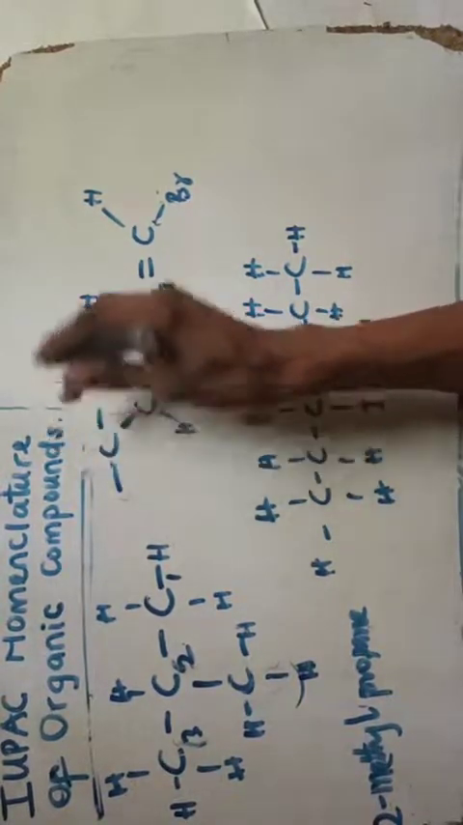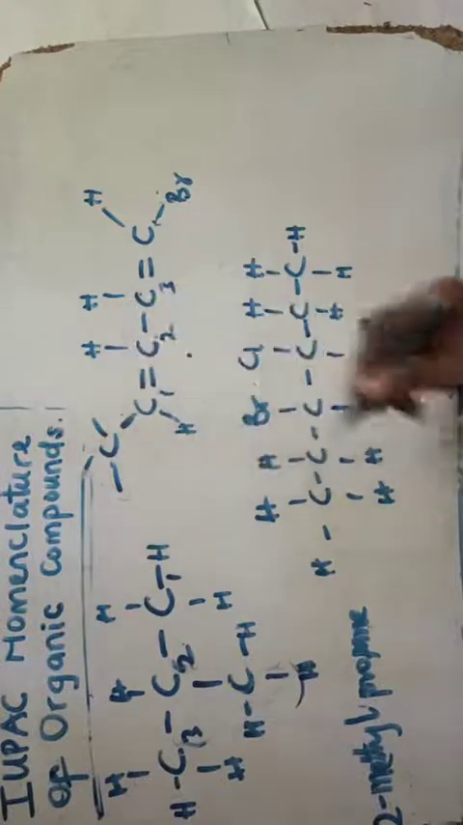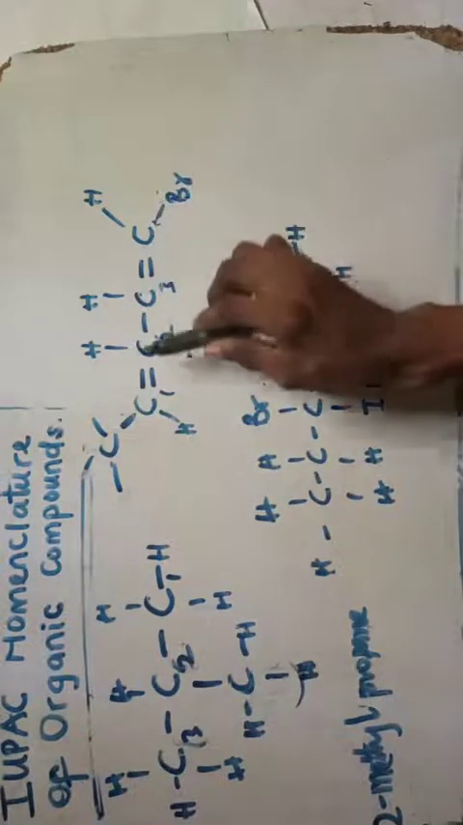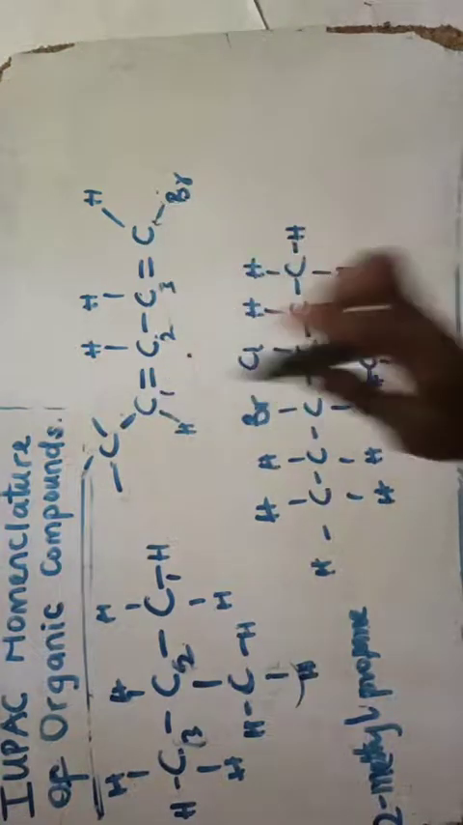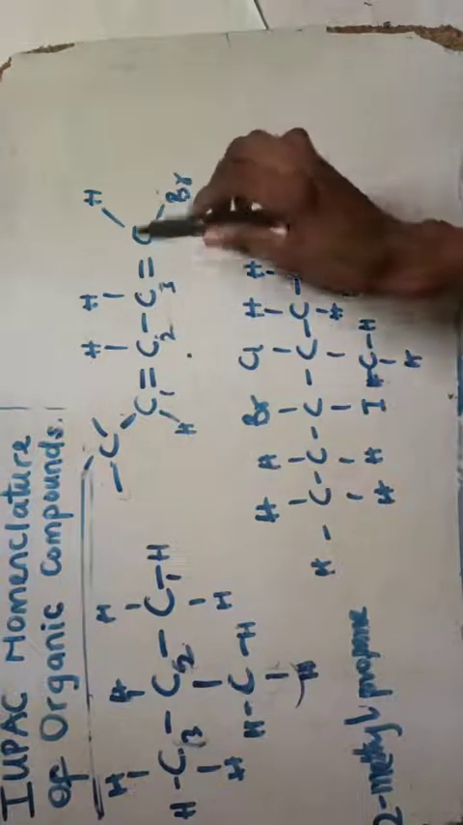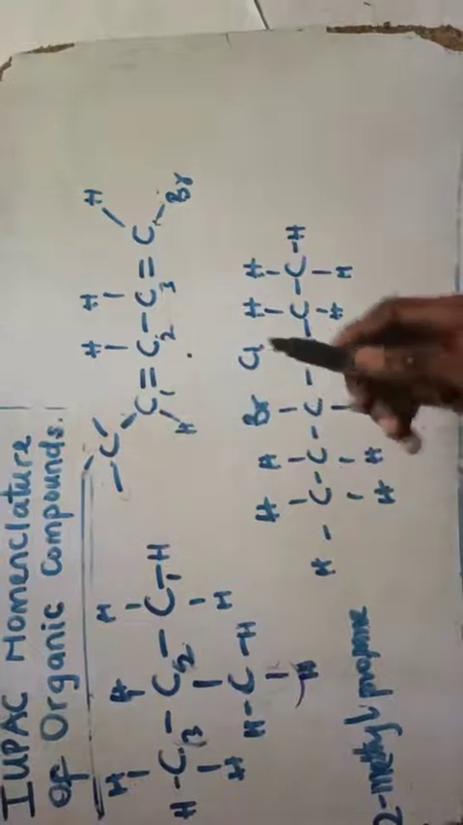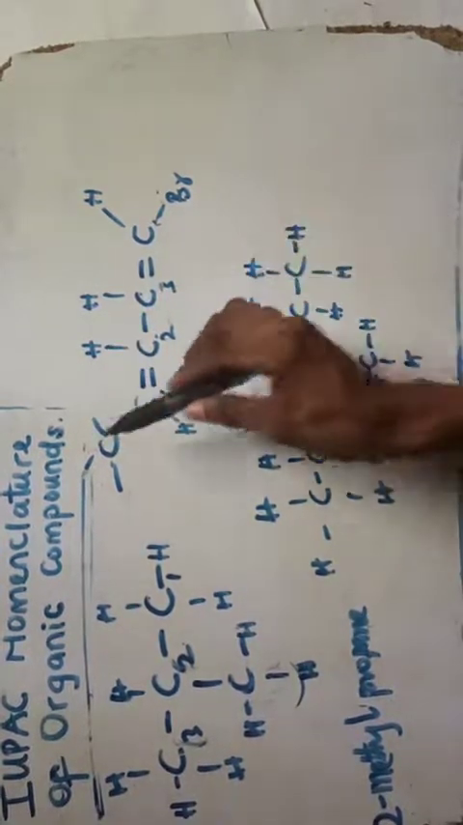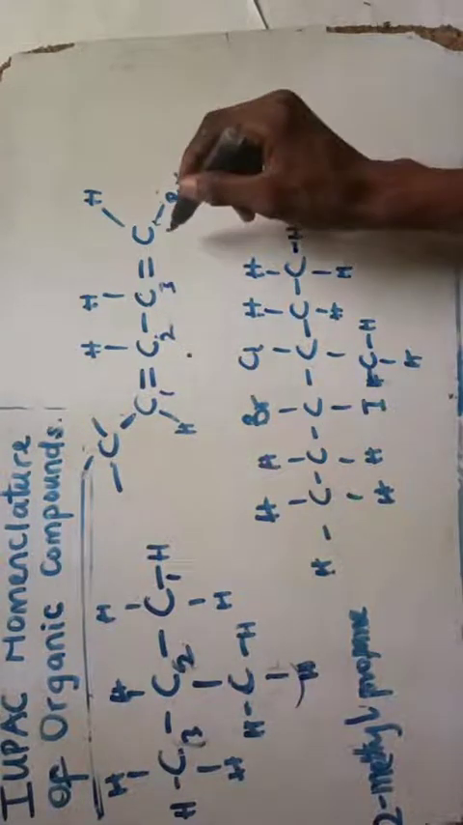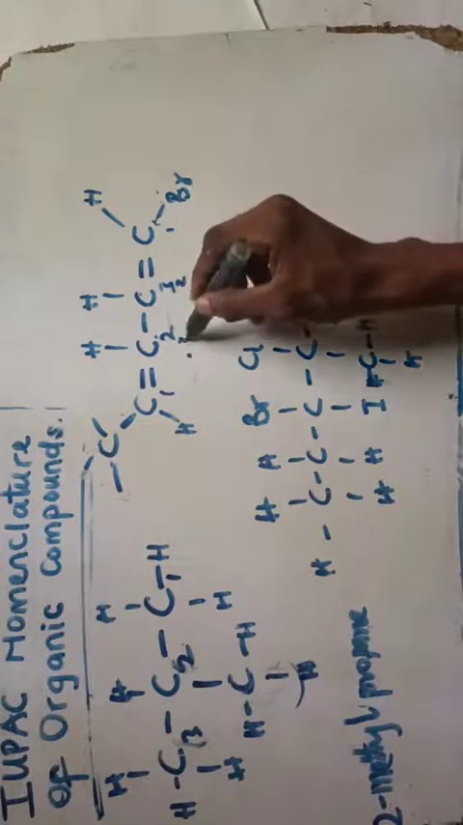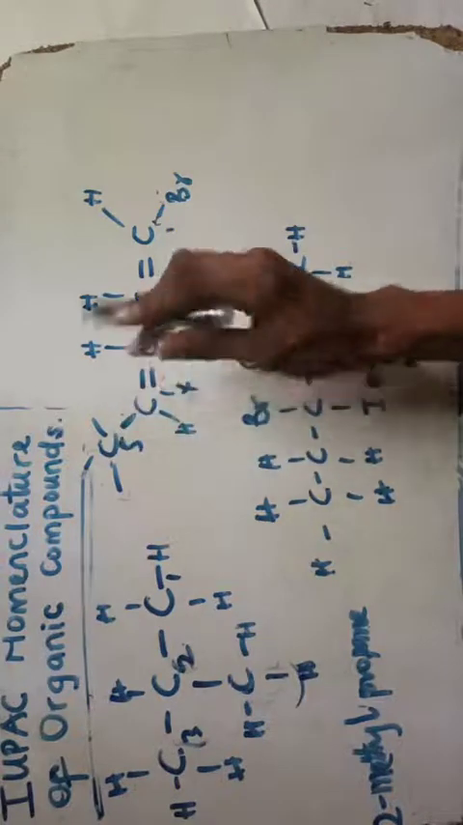Like this. So I can have 1, 2, 3, 4, 5. I can have 1, 2, 3, 4. But the longest chain here is 1, 2, 3, 4, 5. Why? Because if you are considering the longest chain, you must know what we call numbering. Numbering is 1, 2, 3, 4, 5.